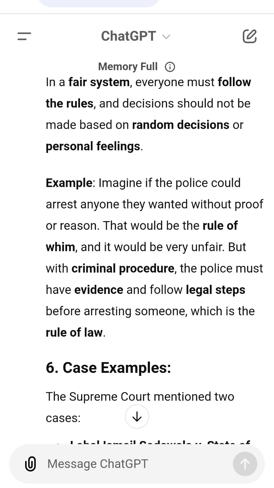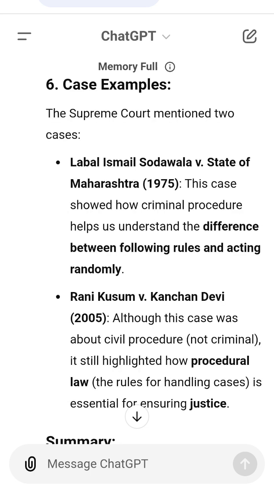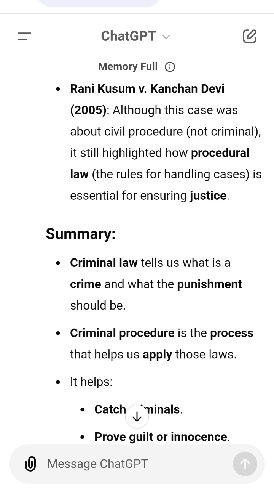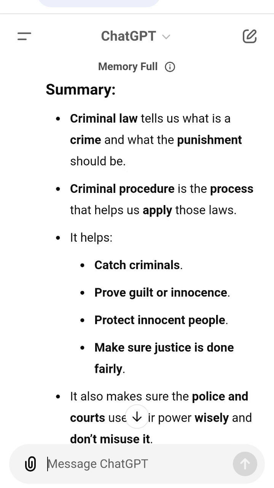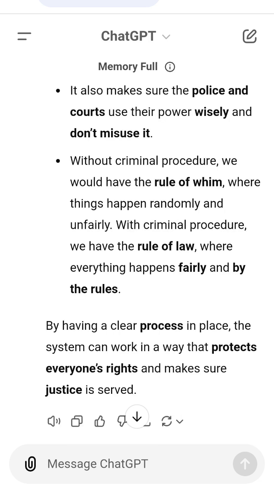Without criminal procedure, we would have the rule of whim, where things happen randomly and unfairly. With criminal procedure, we have the rule of law, where everything happens fairly and by the rules. By having a clear process in place, the system can work in a way that protects everyone's rights and makes sure justice is served.